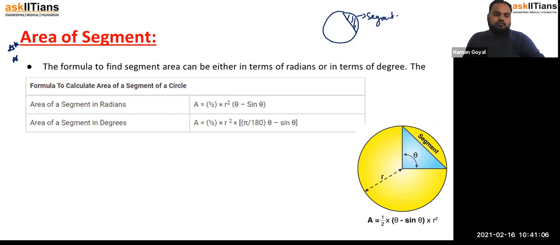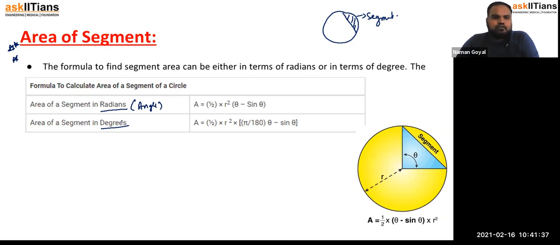Okay, so in your board exam, you are not going to use this formula. See, there are two formulas. As I told you, radian is the measurement of angle, and degree is also the measurement of angle. And we know that pi radian is 180 degree, isn't it? We learned about that part, right?